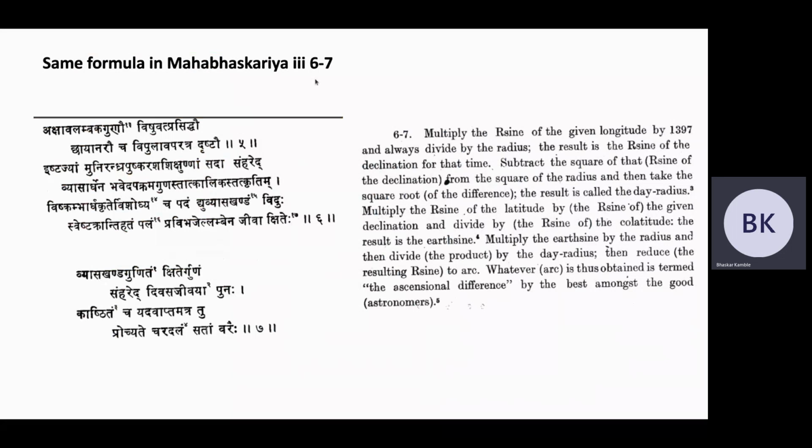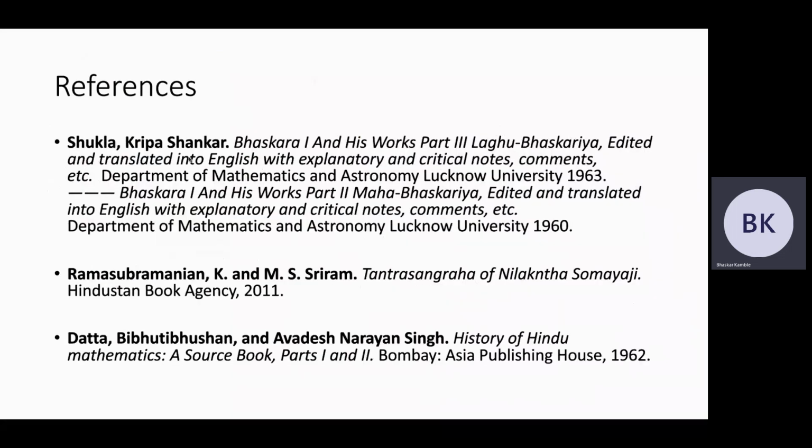That brings me to the end of this talk. Here are some references which you can follow up. Kripashankar Shukla's translations of the Laghubhaskariya and the Bhaskariya are the versions I have used in this presentation. The Bhuta Sankhya system of notation, as I have mentioned, is discussed in detail in Datta and Singh in this book. And then there is this book by Ramasubramanian and Sriram, an English translation of the Tantra Sangraha of Nilakantha Somayaji.